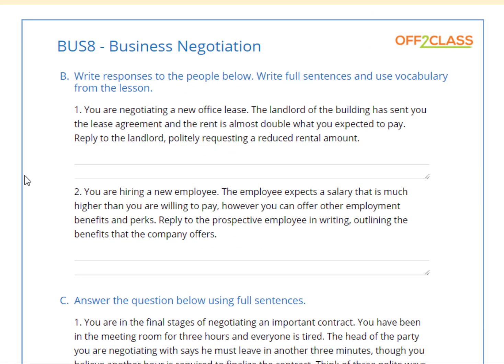So now the next section is write responses to the people below. Write full sentences and use vocabulary from the lesson. You are negotiating a new office lease. The landlord of the building has sent you the lease agreement and the rent is almost double what you expected to pay. Reply to the landlord politely requesting a reduced rent. So this is a good time to remind you about direct versus indirect. You remember that lesson? This is expensive versus this seems rather expensive, right? So which one should you use?